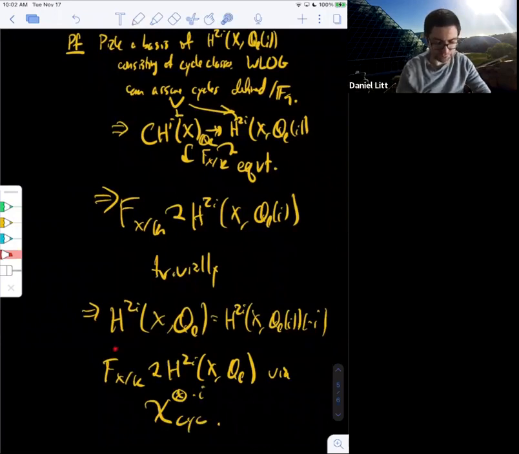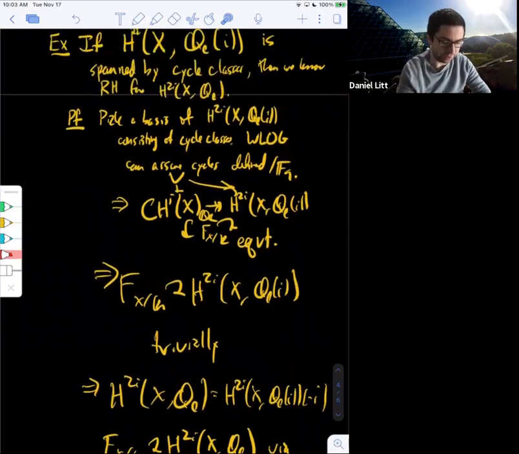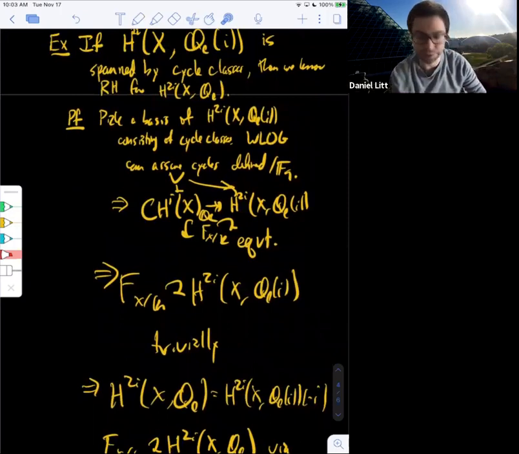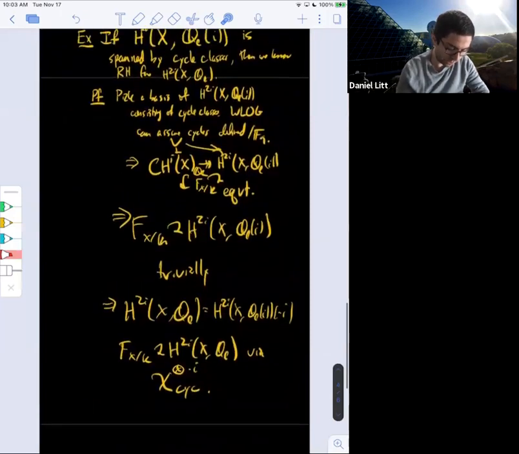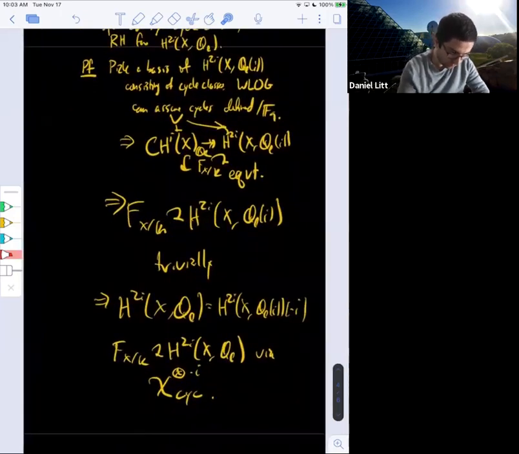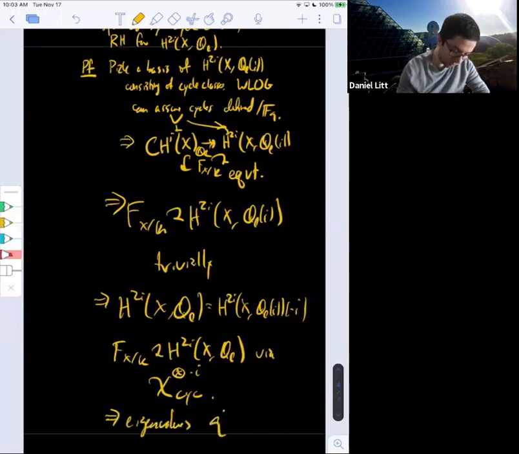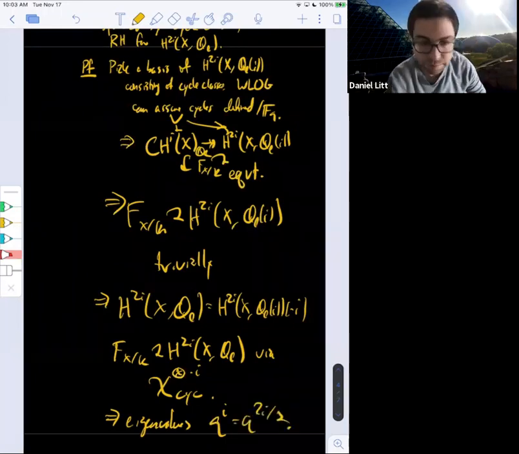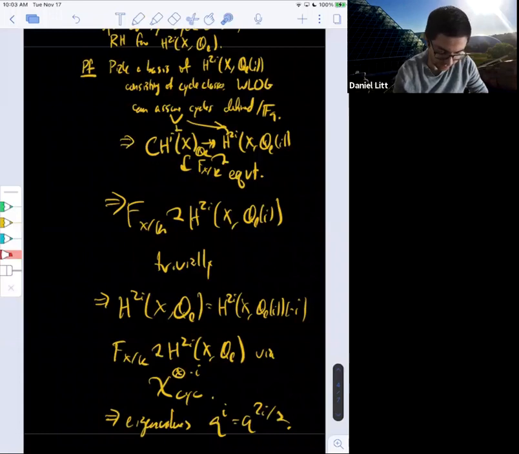Okay, and now you have to check, well, how does relative Frobenius act on this thing? Well, it acts the way it's supposed to. It acts with eigenvalues, all the eigenvalues are now just q to the i, which have absolute value q to the 2i over 2. So this implies the eigenvalues are q to the i, which is q to the 2i over 2, which is what we were trying to prove.